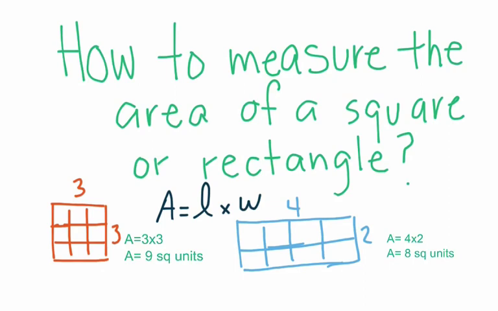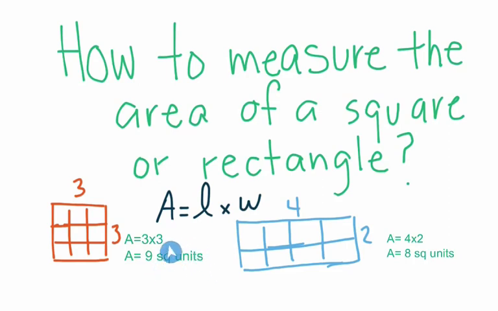In order to find the area, I know the area is the length times the width. In a square, I can choose that this is the length and this is the width. It's the same, so it's a 3 by 3. So I know that the area of this square is 9 square units.